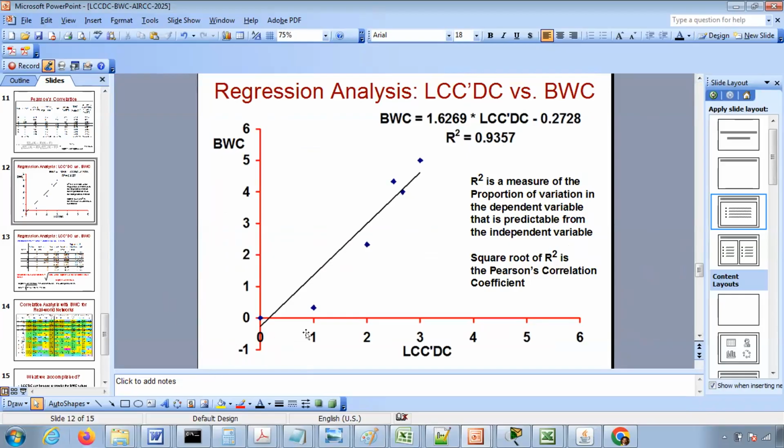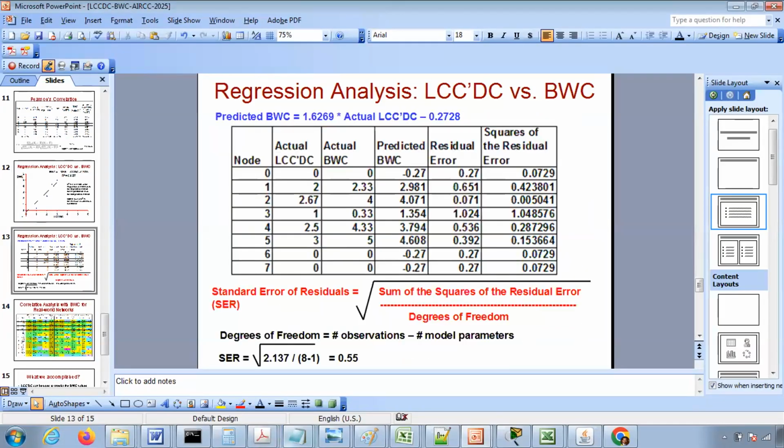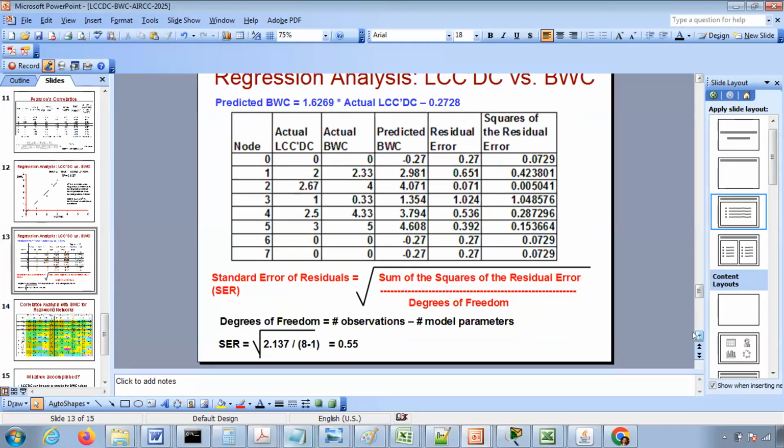So that means if you know the LCC prime DC of the vertices, we can plug it in this plot and predict the betweenness centrality of those vertices as well. And the prediction, what's called standard error of residuals in this case. So using this linear equation, you plug in the actual LCC prime DC values, and using the slope and the intercept of this equation, we can predict the betweenness values. And we know the actual betweenness values from the betweenness calculations as well.